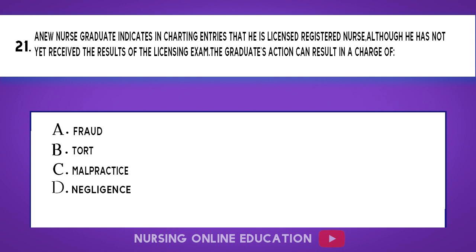21. A new nurse graduate indicates in charting entries that he is a licensed registered nurse. Although he has not yet received the results of the licensing exam, the graduate's action can result in a charge of A. Fraud, B. Tort, C. Malpractice, D. Negligence. The answer is option A, fraud.